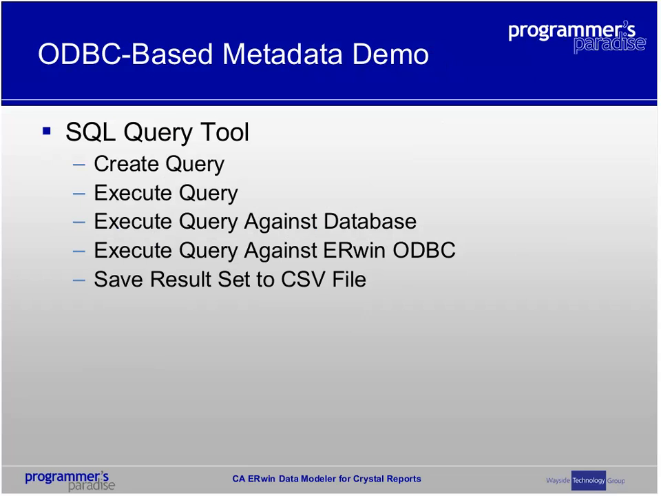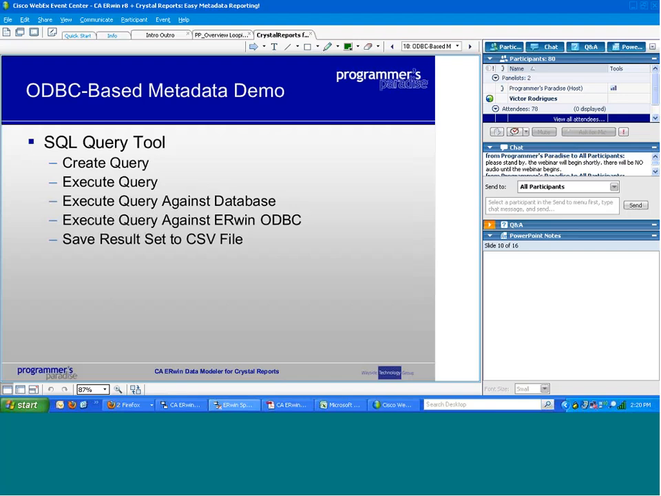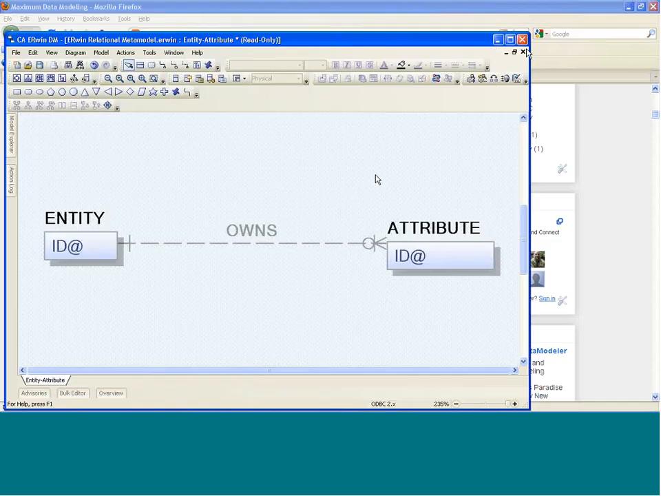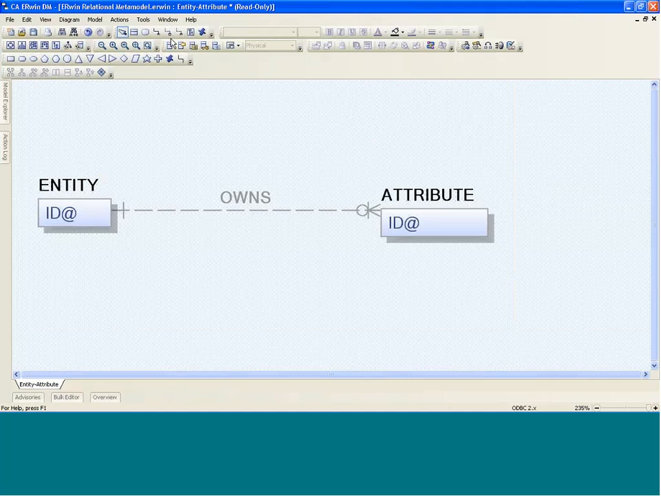So I'm going to show you some of the abilities within the ODBC-based metadata demo right now. We're going to create a query and execute it. We're going to show you how you can run that against a database too, or the method of doing so, and then use that against the Irwin ODBC, and then save the result set as a CSV file. So I'm just switching over to my Irwin. Okay. And let me zoom out here.